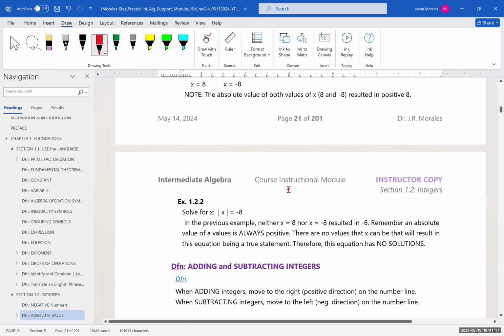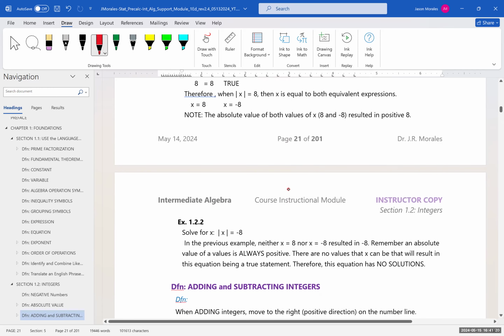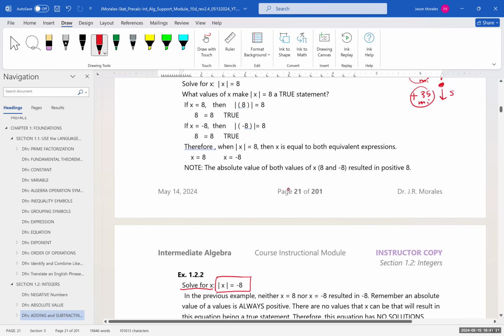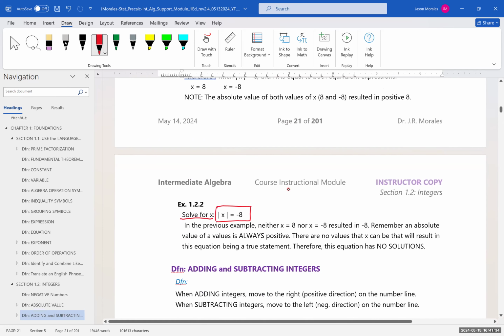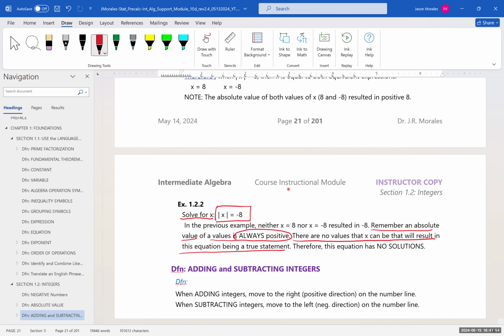And the one thing you really need to make sure you pay attention for is if you have a problem like this, where it says solve for x, and it says the absolute value of x equals -8. So this is actually a situation that cannot happen. So, remember that an absolute value is always positive. So there are no values that x can be that will result in this equation being a true statement. Therefore, this equation has no solutions.